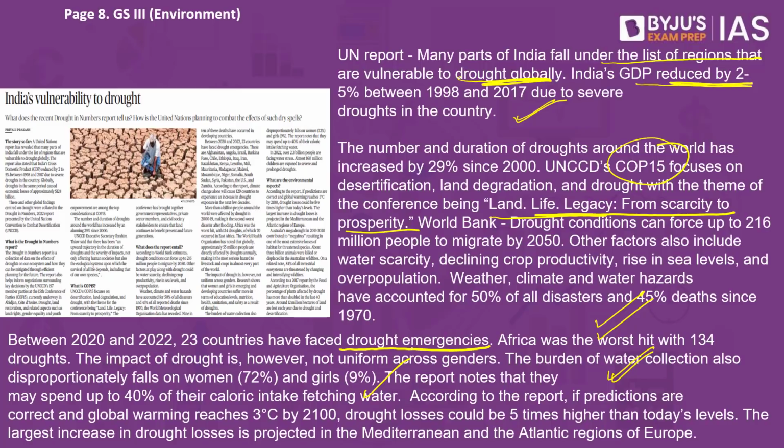And the situation is not getting any better. As per the predictions, due to global warming, there will be an increase of temperature by 3 degrees Celsius by 2100, and the drought losses can be 5 times higher than what they are today. The areas around the world which will be most affected by this are the Mediterranean and the Atlantic regions of Europe. But in India also, the situation is getting from bad to worse.